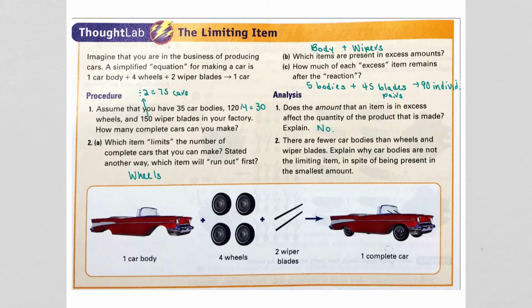And then the next question says, there's fewer car bodies than wheels and wiper blades. Explain why car bodies are not the limiting item in spite of being present in the smallest amount. Well, that has to do with our balanced chemical equation. You have a coefficient of 1 for the car body, but there's a coefficient of 4 and 2 for the other two. So you need the lowest quantity of car bodies to make your complete car in comparison to wheels and wiper blades.